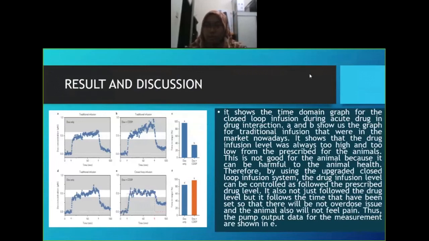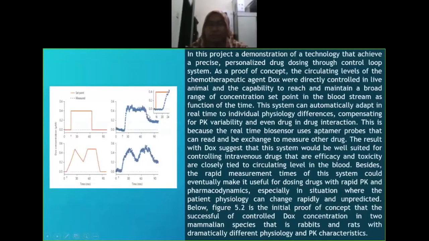Thus, the final output data for the measurement are shown in E. So this project is a demonstration of a technology that achieves precise, personalized drug dosing through a controlled system. As a proof, the circulating level of the chemotherapeutic agent drugs is directly controlled in a live animal, with the capability to reach and maintain a broad range of concentration set points in the bloodstream as a function of time.